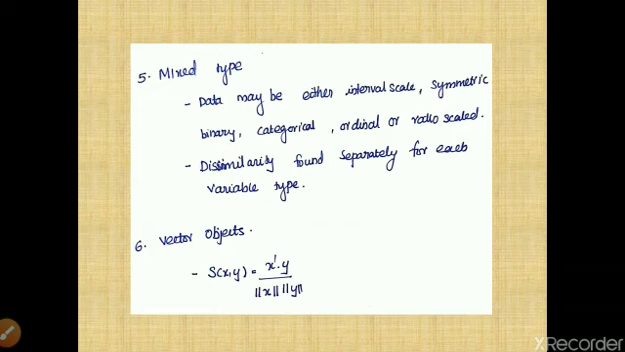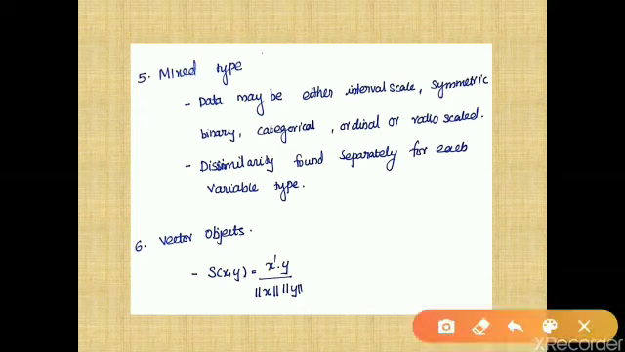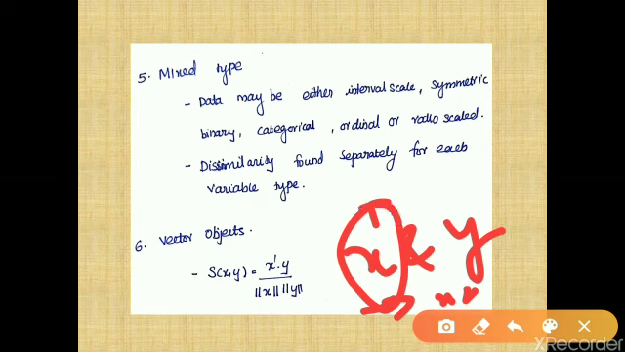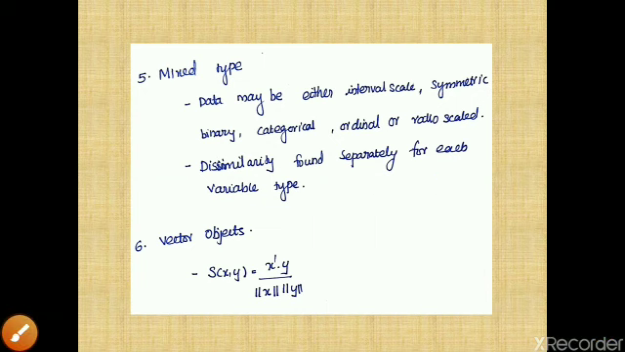Next is the vector object. For two vectors x and y, the similarity between them is given as s(x,y) = x'y / (||x|| ||y||). Here x' is the transpose of vector x, and ||x|| and ||y|| are the Euclidean norms of x and y. So that's all about the types of data.